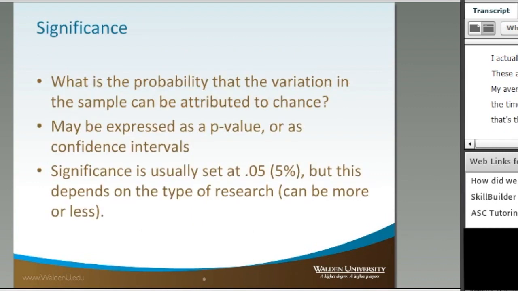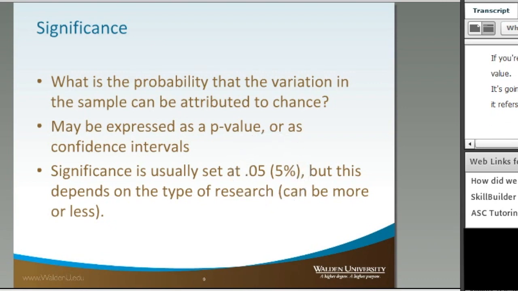So what we're going to do is we can run a t-test. What we're doing is we're testing for the significance. What is the probability that the variation in my sample could be attributed to chance? And that's expressed as a p-value. If you're using SPSS, you'll never find the term p-value. It's going to be called the SIG, S-I-G, or the SIG two-tailed, but it refers to the p-value, or the probability. Typically, that significance is set at 0.05, or less than 5%.